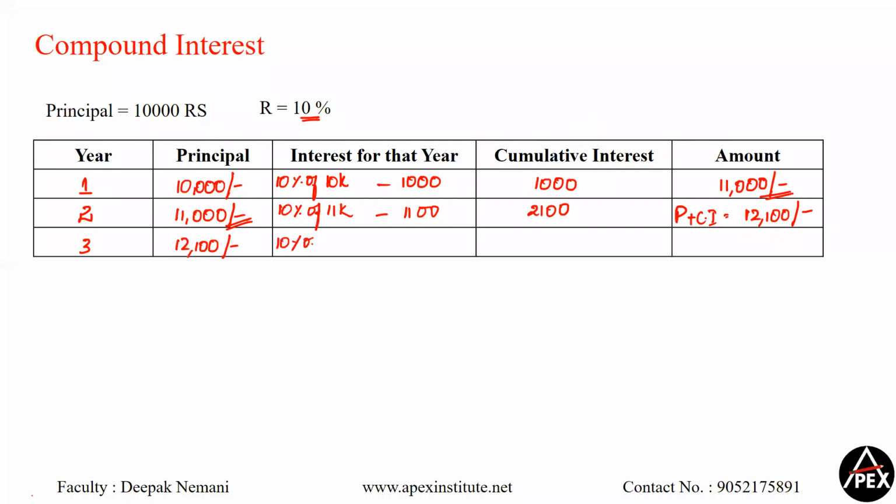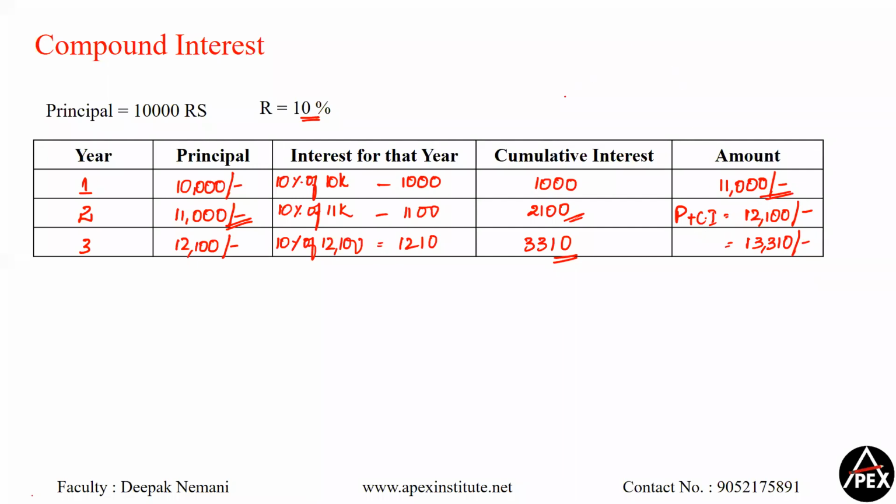Interest is 10% of 12,100, which is 1210. Now the cumulative interest: 2,100 is for 2 years, and in the third year you have received 1210 rupees, so it will be 3310. This is the cumulative interest, and the amount at the end of 3 years will be 10,000 plus 3310, 13,310 rupees. The amount at the end of 3 years will be 13,310 rupees.